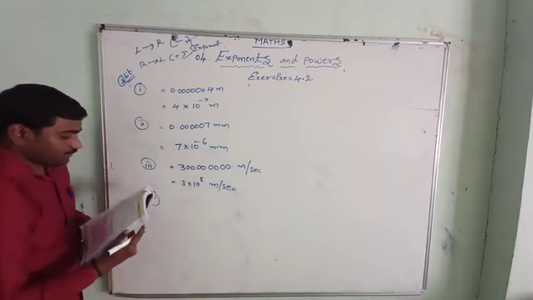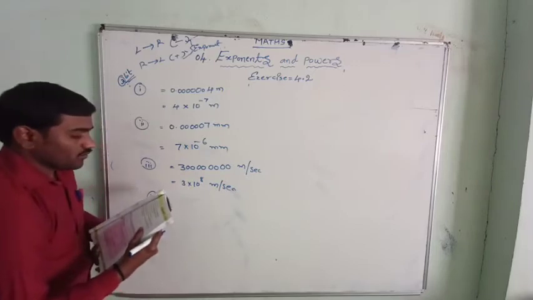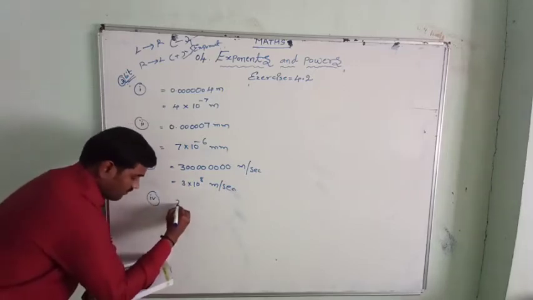And the fourth one, the distance between the moon and earth. The distance between the moon and earth.